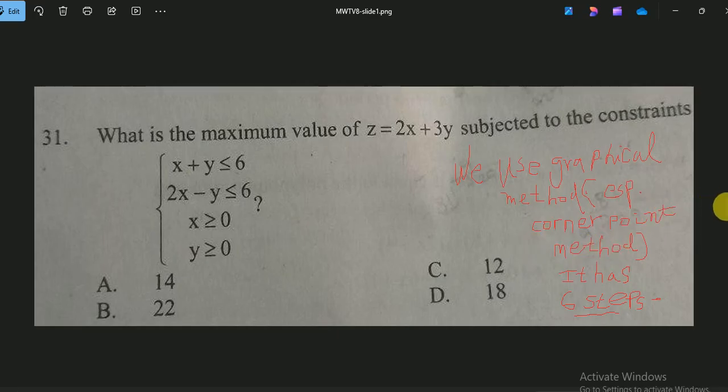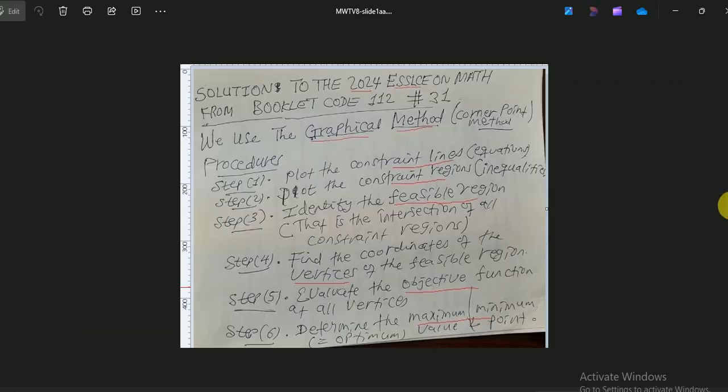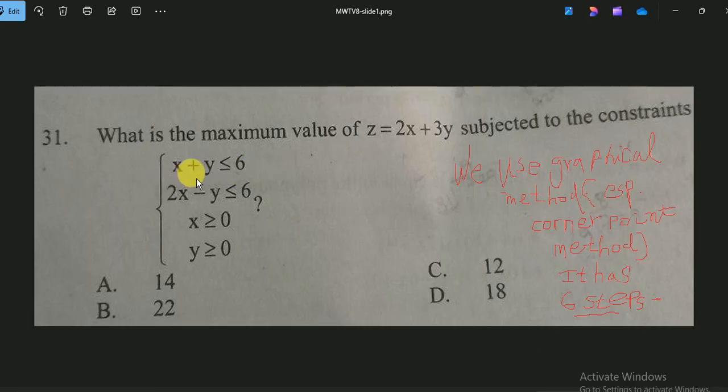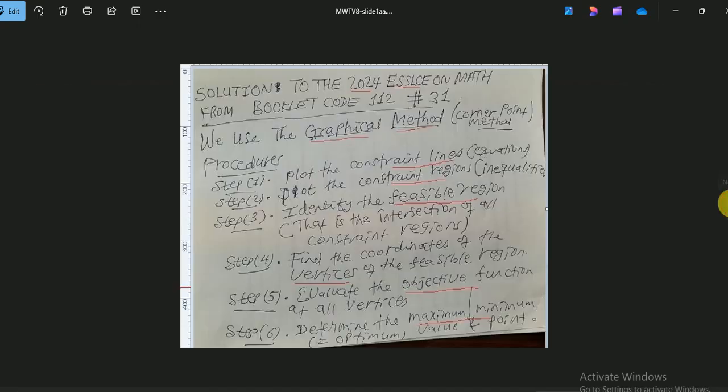Let us see the steps for this method. When using the graphical method or corner point method, the steps used are these. Step 1, plot the constraint lines. That means you convert the inequalities into equations, x plus y is equal to 6, and you draw the line. Similarly for the rest. These are called constraint lines.